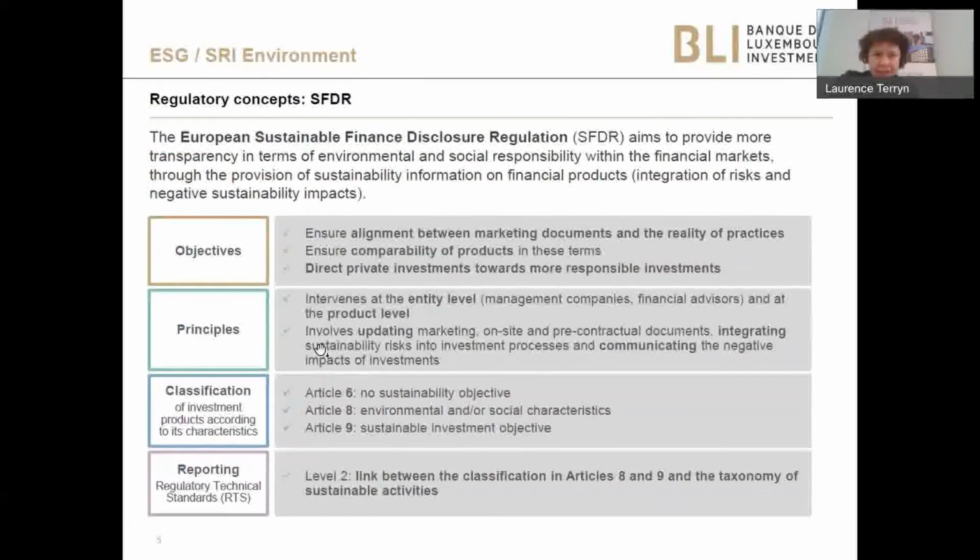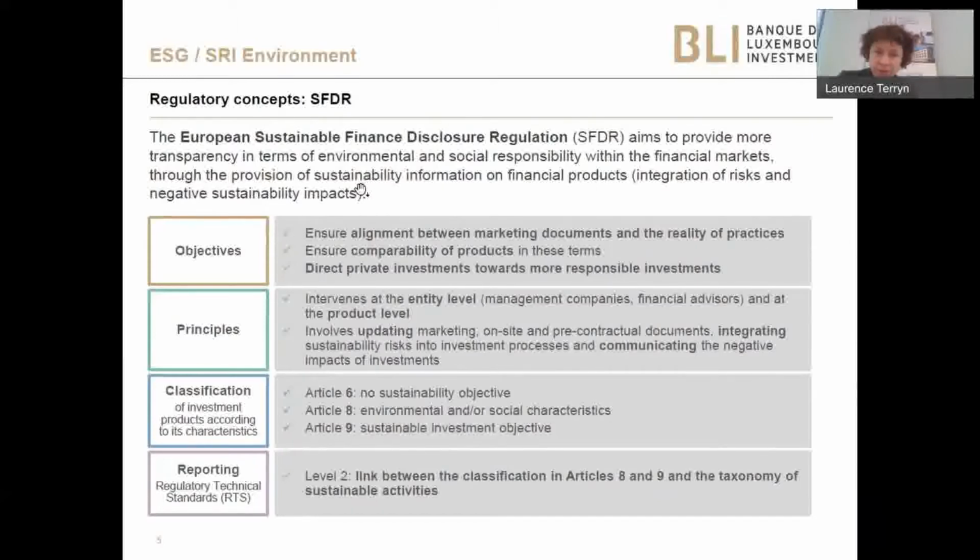Let's go more in detail into the regulation. The first one, you probably already know from the last weeks and months, is SFDR. It's the European Sustainable Finance Disclosure Regulation. Its objective is to provide more transparency in terms of environmental and social responsibility within the financial market. Through what? Provision of information on financial products, of course, in the context of sustainability. It includes the integration of ESG risk, but also the negative impact which has to be communicated.